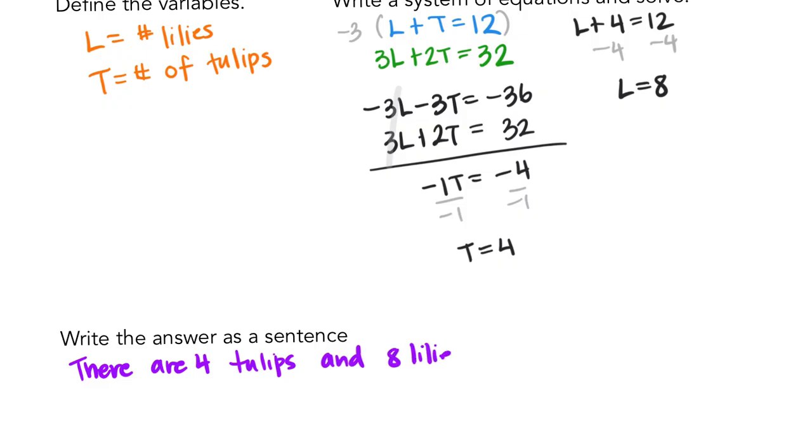Okay, and you don't have to check it, but just make sure it's reasonable. You can't have negative tulips. I didn't. You can't have decimals on the number of flowers. And there were a total of 12 flowers, so 4 plus 8 is 12, and that makes sense.